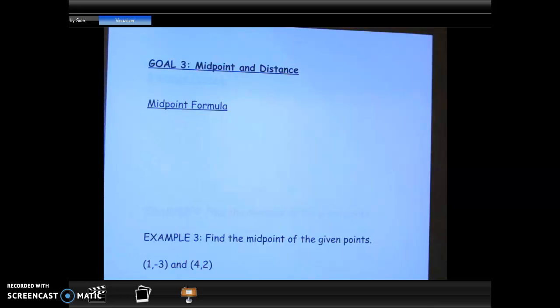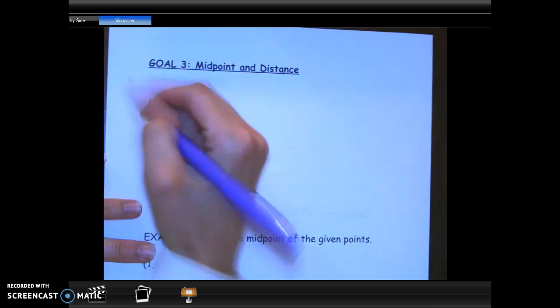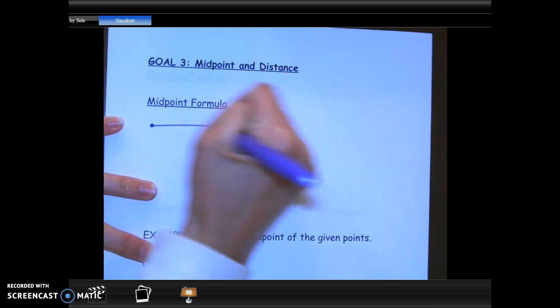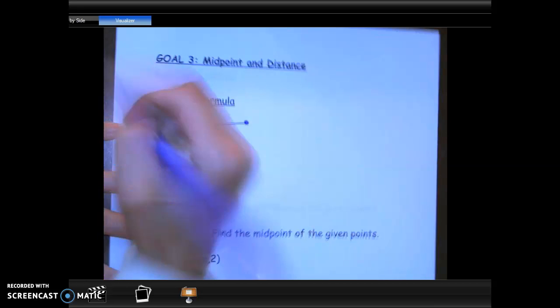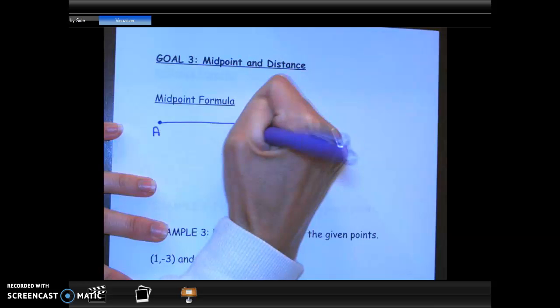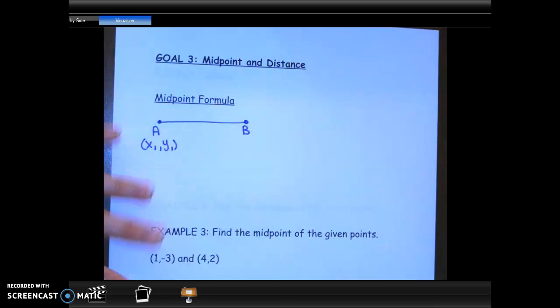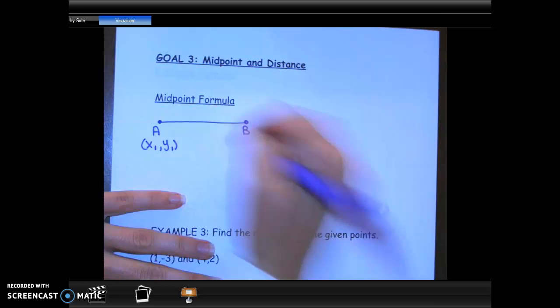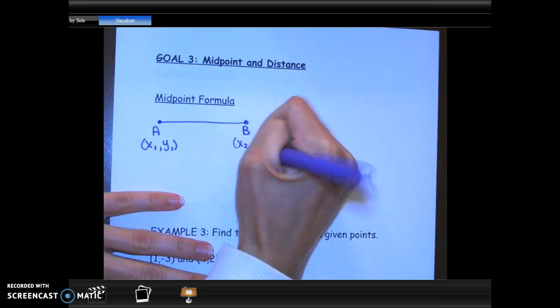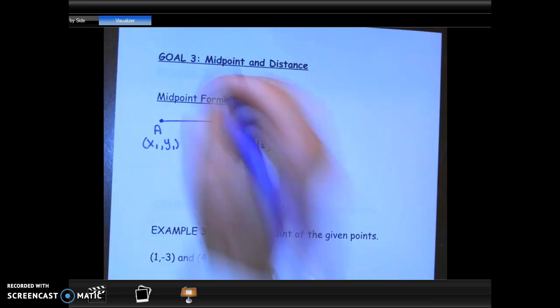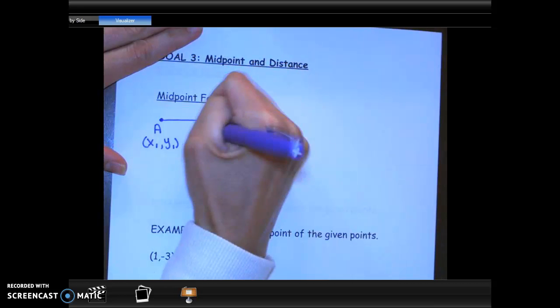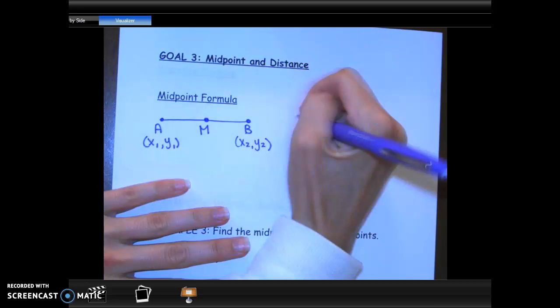Now, your midpoint, we already know, is in the middle of a segment. So your midpoint formula is what we use to find exactly what that coordinate is. So if we have a segment that has 2 points, we're going to call them A and B. They are represented as x1, y1, because remember points are written as x, y, and x2, y2. And you're going to use those to find M, our midpoint. And here's how you do it.